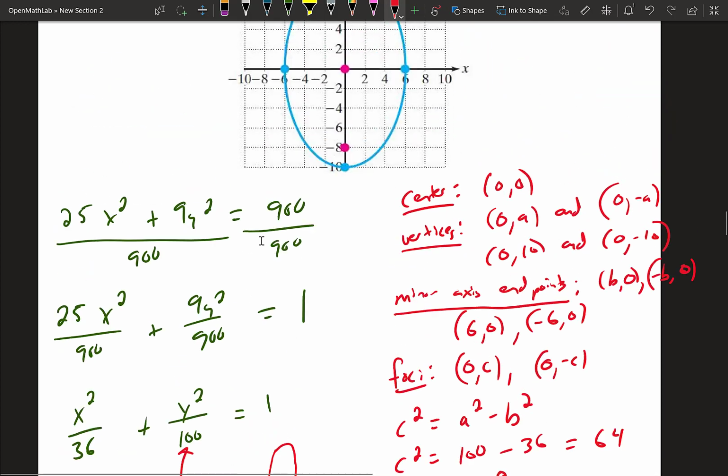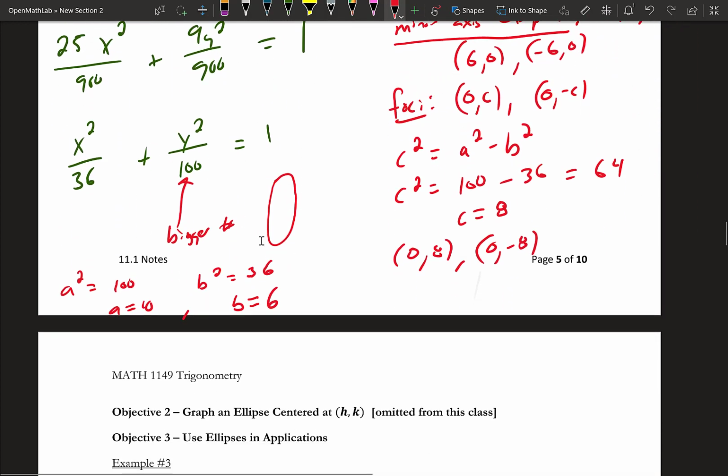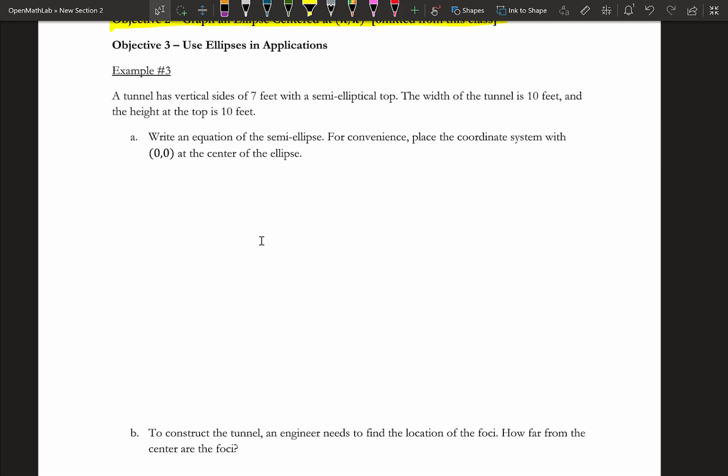Right, so we found all those points, and we can see that the dots here for those points are all in the graph, right? So you can just look at those and notice, here are the foci, there's a center, these are the vertices, and then we have these points here, which are the minor axis endpoints, right? So then, as I mentioned, objective 2 is omitted from the class. So let's jump to objective 3, which is looking at using ellipses in some applications.